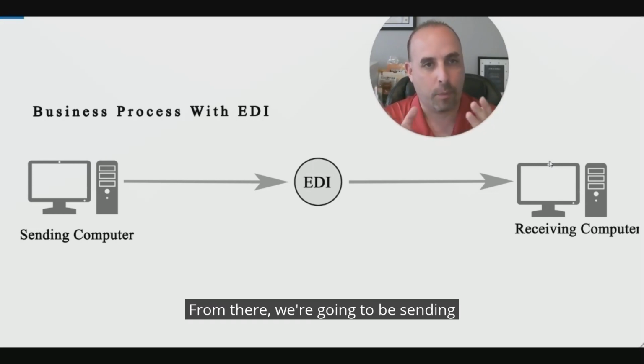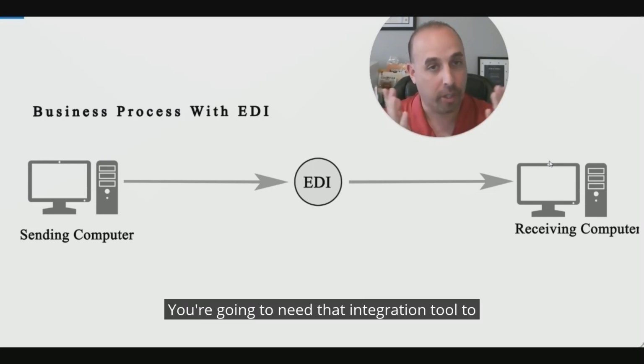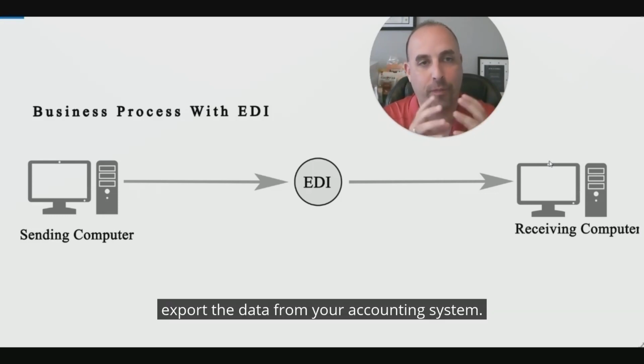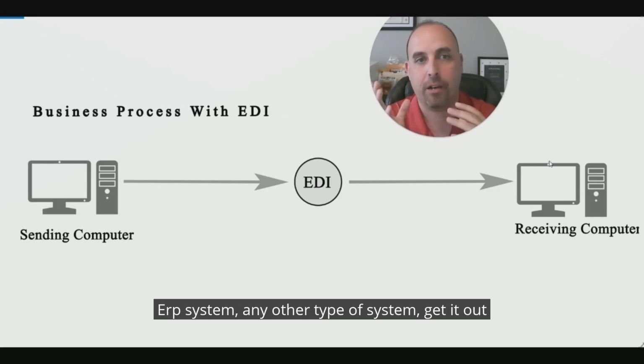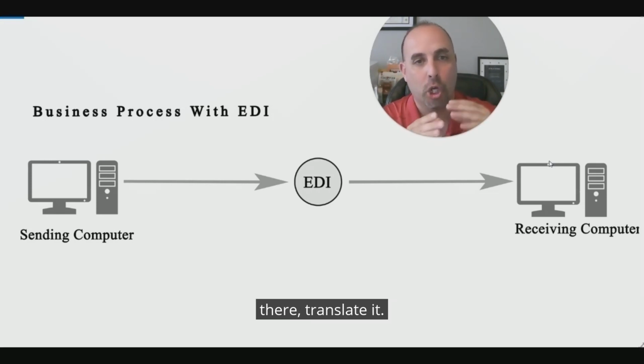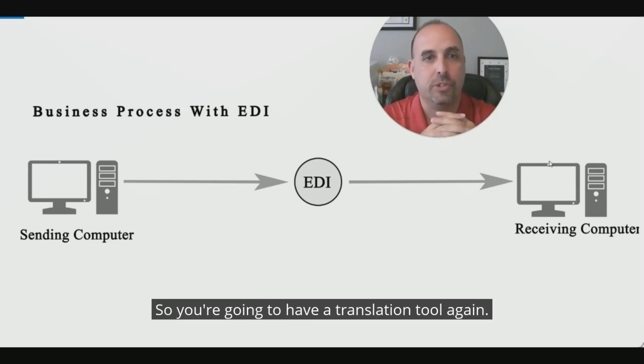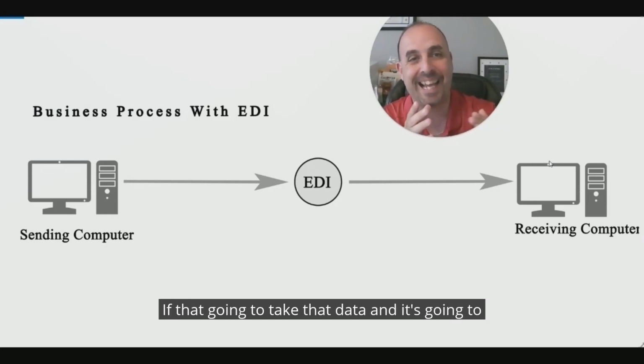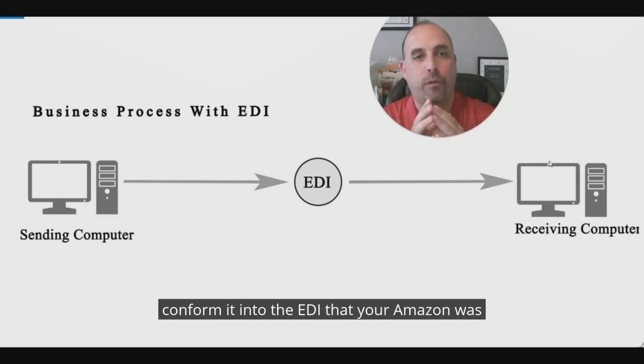From there, now we're going to be sending documents. You're going to need that integration tool to export the data from your accounting system, ERP system, or any other type of system, get it out there, and translate it. So you're going to have a translation tool. Again, communication, translation, and integration can all be a part of one package, whether it's on-prem or in the cloud. It's then going to take that data and conform it into the EDI that Amazon was asking for.